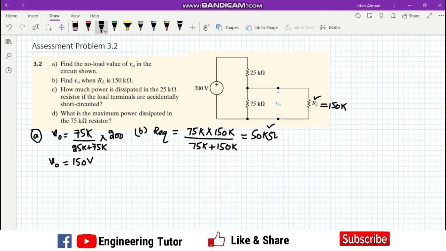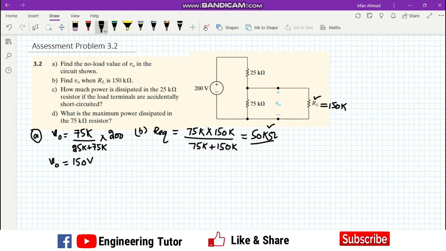sudden decrease in the available resistance. When the resistance is decreased, the voltage across this resistance will also decrease. So this is basically the loading effect. Okay, so how is it decreased? How much power is dissipated in the 25 kilo ohm resistor if the load terminal is accidentally shorted?